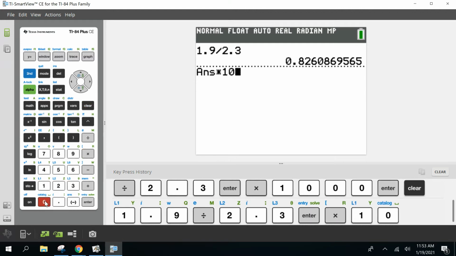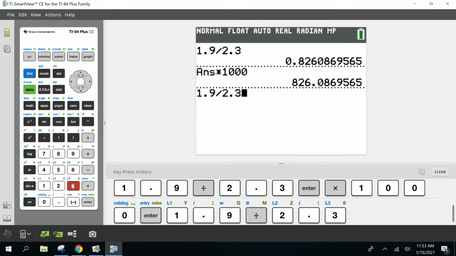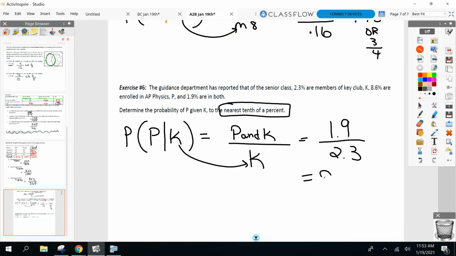Yep, multiply by 100. Okay, I'm going to flip now. And Isaiah's going to have to feel my wrath because he's the only one in here. So let's try that again. Times 100. Fat fingers. I get 82. Nearest tenth, though. 82.6%. So this will be 82.6%. So if you're in Key Club, there's an 82.6% chance you also take AP Physics. All right?